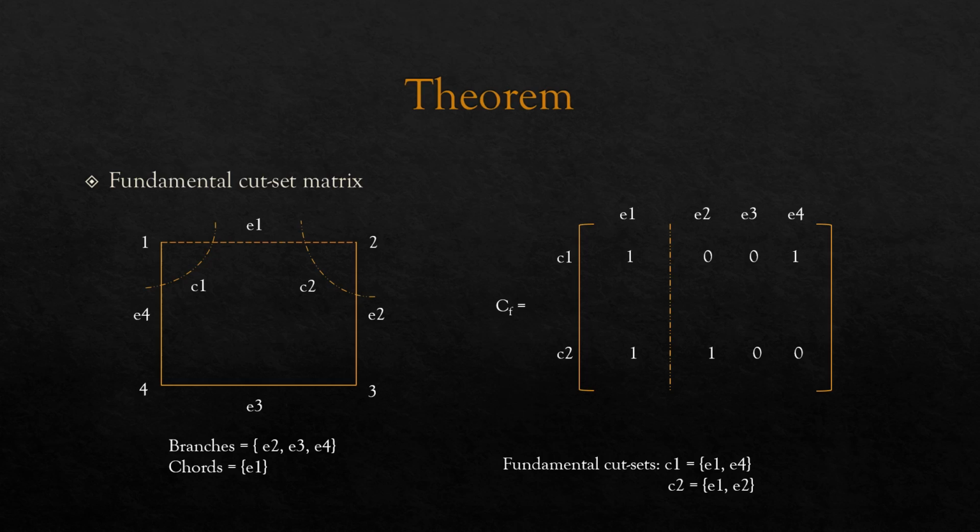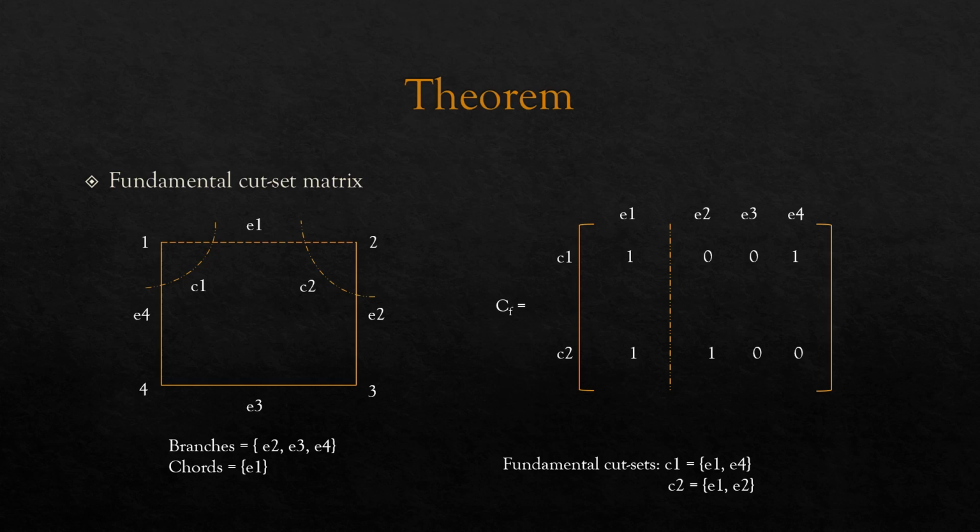And for a fundamental cut-set matrix, there are two requirements. It has to make the graph disjoint. That is, if we remove this edge and this edge, this vertex becomes isolated. So this becomes a disjoint graph. It makes it into two disjoint graphs. Similarly, the same case over here. And that is the first requirement.